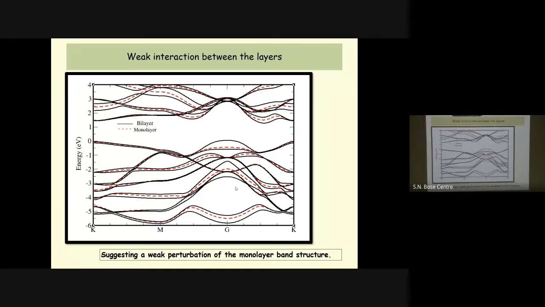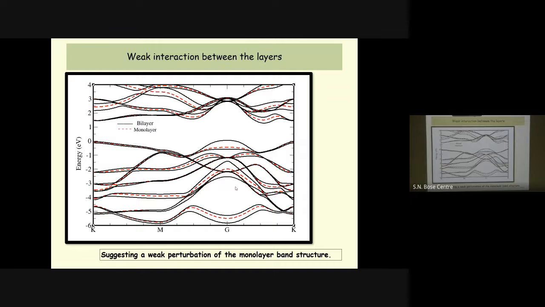So first, before we go on to look at these complicated structures with very large unit cells, the first thing we did was say, let's look at the unrotated limit. So you have one layer and you're putting the other layer. That is the bilayer which we have, and the monolayer is what is shown over here, the band structure of the monolayer. Essentially, if the interaction between the two layers is very small, then naturally it should reflect itself in the electronic structure.